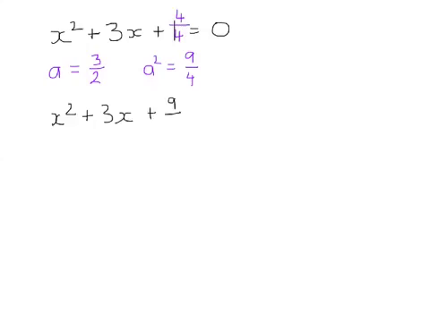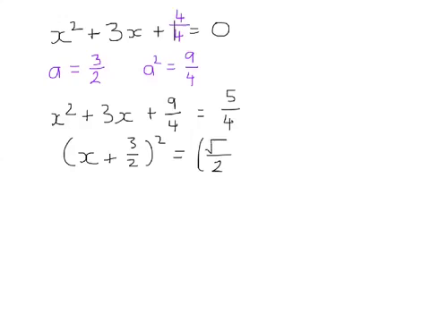So now we get 9 over 4 as a constant term, but we have to add 5 over 4 to the right-hand side. Now our left-hand side is a square, so we can turn that into x plus our a, so that's 3 over 2 squared. Now our right-hand term, well, the square root of 4 is 2, so that's easy. We can have a 2 on the bottom. 5 isn't a square, but we can just leave that as square root of 5.